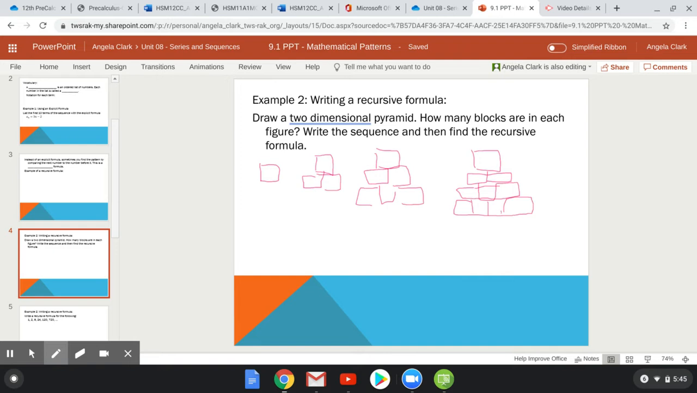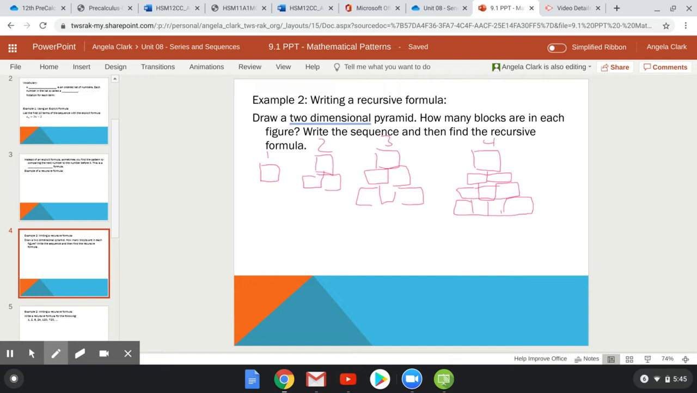So then I have 4 on the bottom. So I'm gonna stop drawing for now. If I have to draw the next one, I will, but let's see if we can figure out a pattern to write a recursive formula. So this one is gonna be term 1, this is gonna be term 2, term 3, and term 4. The number of blocks, so that's what we're trying to write a formula for, right, is the number of blocks.